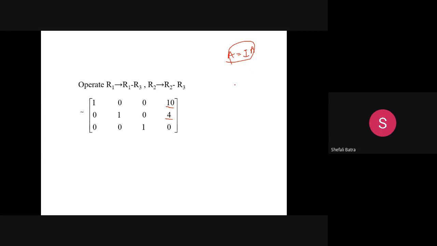Okay. Now tell me, how can I make it zero? By column 4, C4. Column 4 equal to column 4 minus 10 times column 1, and minus 4 times column 2.